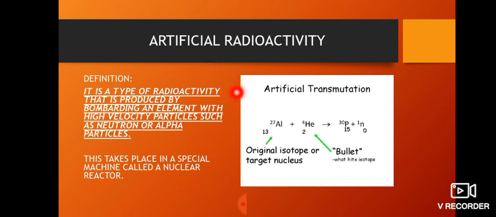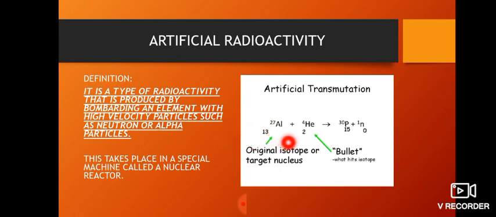Artificial radioactivity, or artificial transmutation reaction, is a type of radioactivity that is produced by bombarding an element with high velocity particles. The high velocity particles could be a neutron or alpha particle. These special reactions take place in a special machine or device known as a nuclear reactor. We'll look at components of a nuclear reactor later under nuclear chemistry.